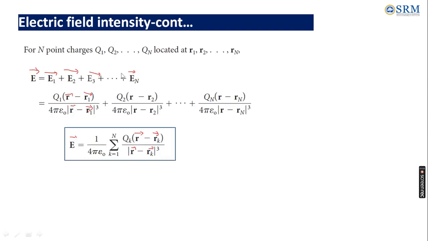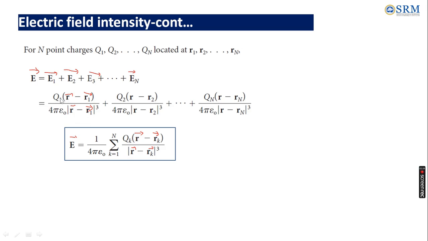Now if there are n number of charges q1, q2, etc., and they are located at r1, r2 and rn vector, the electric field intensity I can find by summing the electric field intensity due to these individual point charges. So it is following the superposition principle. What is common here? 1 by 4 pi epsilon naught will be common. Here the charges will be varying for each electric field and the position vector changes.